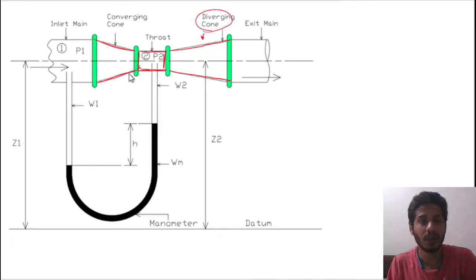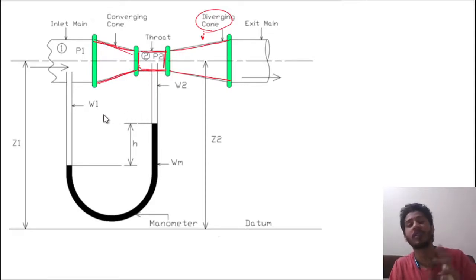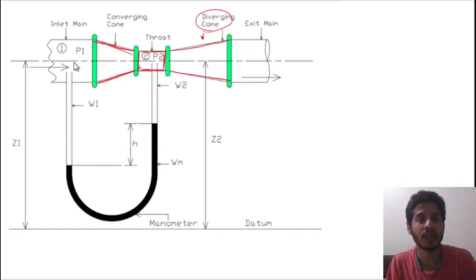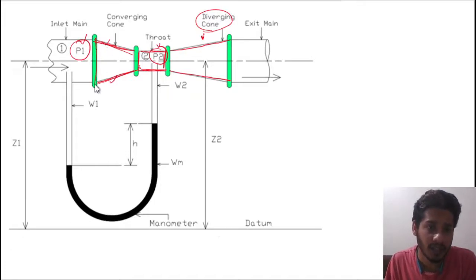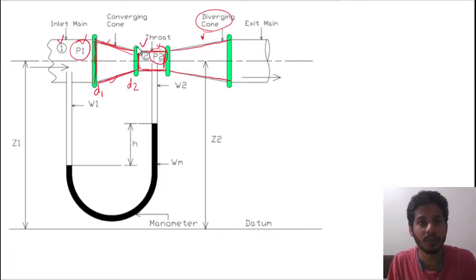Why we have made the venturimeter like this is because when there is a change in area, there is a pressure difference, and the fluid will not flow without a pressure difference, as I already told you. So here the pressure is P1, here the pressure is P2. Why is there a pressure difference? Because of the area difference. Suppose here the diameter is D1, and at this portion the diameter is D2. We consider this section as section 1 and this as section 2, and we will be applying the Bernoulli equation between these two portions, 1 and 2.